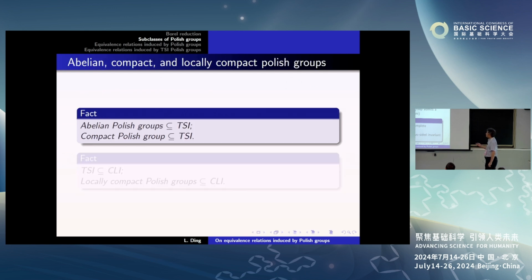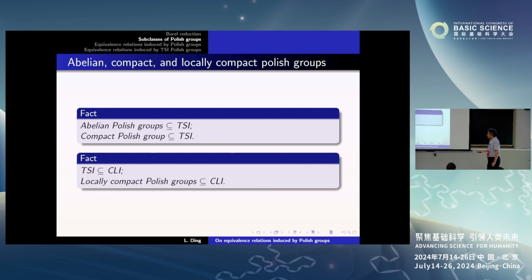So we get two subclasses, TSI and CLI. Now, by the definition, we can easily see that all abelian Polish groups are TSI. And we can easily prove that all compact Polish groups are also TSI. And by the definition, we can see that TSI is a subclass of CLI. Then we can easily prove that locally compact Polish groups are CLI. But in the following, we'll claim that CLI is far more complicated than locally compact.